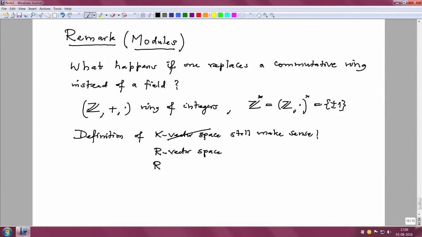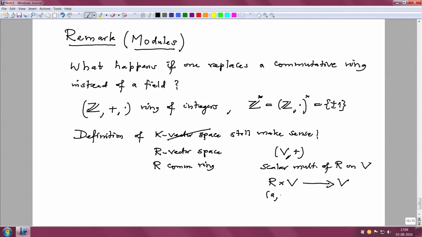So, R is any commutative ring. So, what is an R vector space? It is an abelian group V plus with a scalar multiplication of R on V. So, that is a map from R cross V to V. I will use the same letter, A comma V goes to AV, and satisfying properties 1 to 4 of vector spaces.